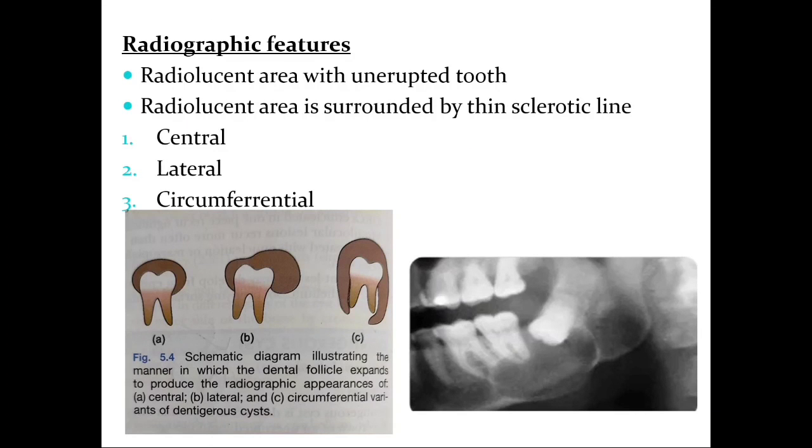Yes, and the management of the dentigerous cyst is nothing other than enucleation or marsupialization of the cyst, along with the removal of the affected tooth. That is, the impacted tooth has also been removed along with it. The complication is that once it is left untreated, it can lead to ameloblastoma.